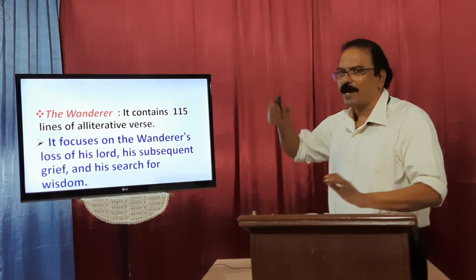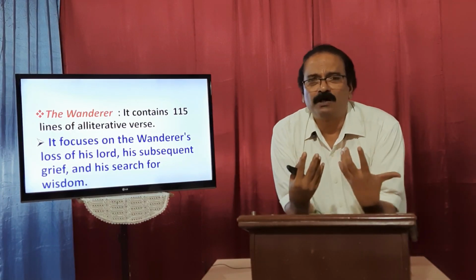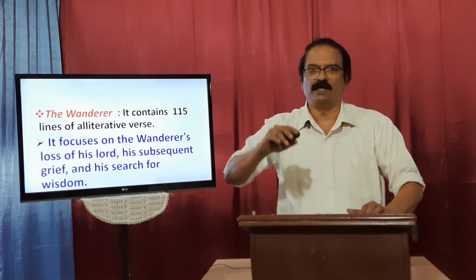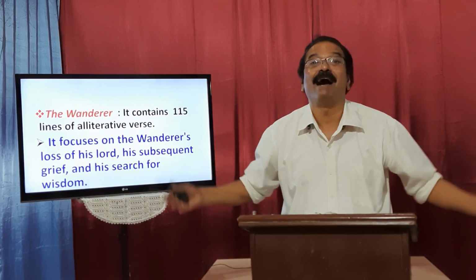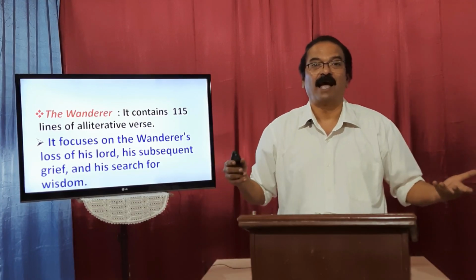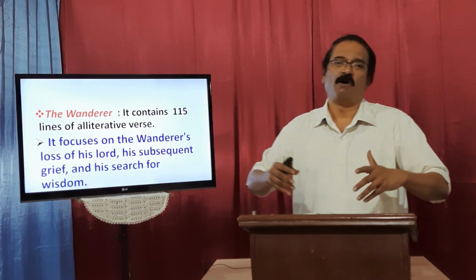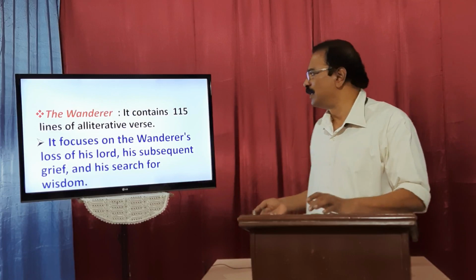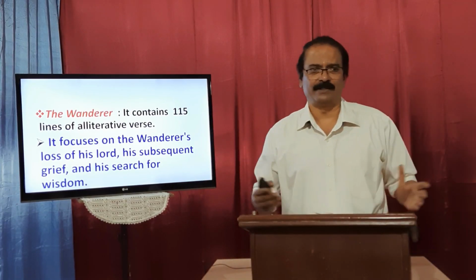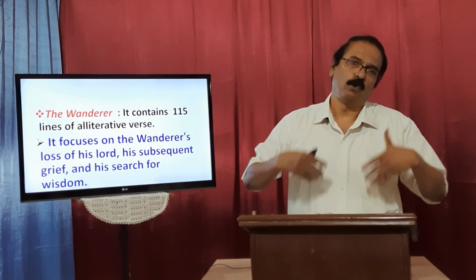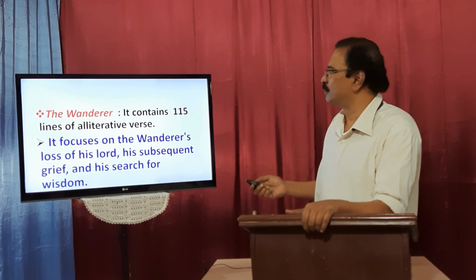Okay, what is this poem, The Wanderer? It focuses on the loss of a person. What is the loss? Loss of his lord. The person has lost his lord, his master, and he is very sad. And he is grieving over the death of his master, and he feels that he is all desolate and abandoned without his master. Okay, and he leaves his home and his place of birth looking for wisdom and knowledge. This is the content of the poem.